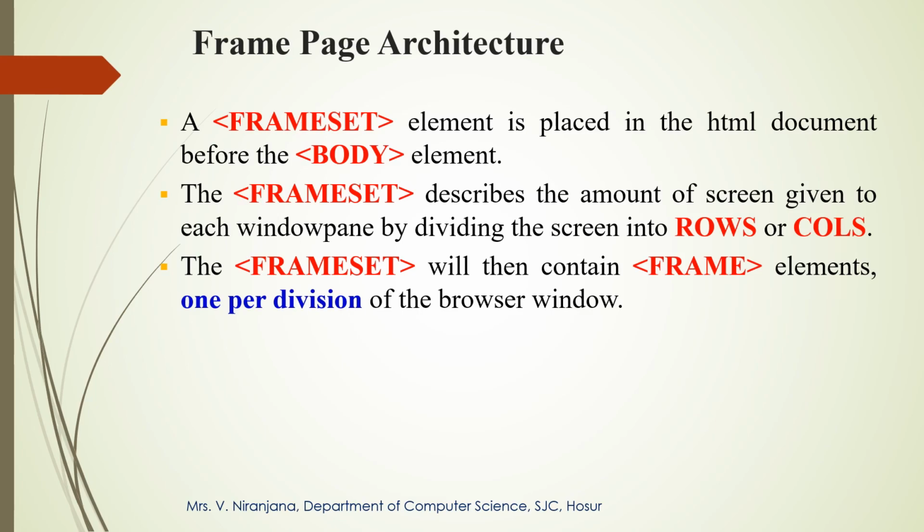Now these are the tags which are used to define the frames. Frameset. The first tag is the frameset. The frameset element is placed in the HTML document before the body element. The frameset will describe the amount of screen given to each window pane by dividing the screen into rows and columns. You can divide the frames as either rows or columns. The frameset will then contain a frame element, one per division of the browser window.